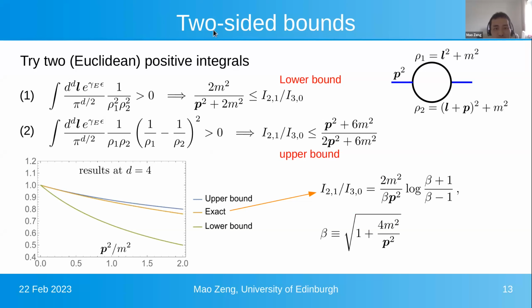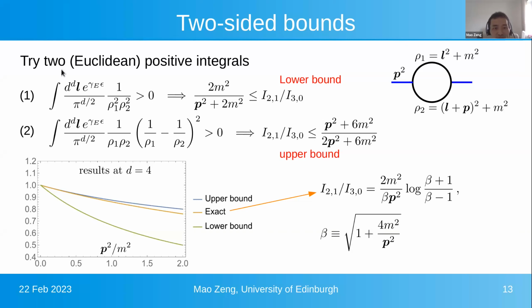So 1 over rho 1 and 1 over rho 2 are positive expressions. I take the difference, and this is no longer necessarily positive. But if I just square it, then it has to be greater than or equal to 0. And if I integrate over loop momentum space, since it's only 0 at isolated points, then the overall integral is going to be greater than 0.